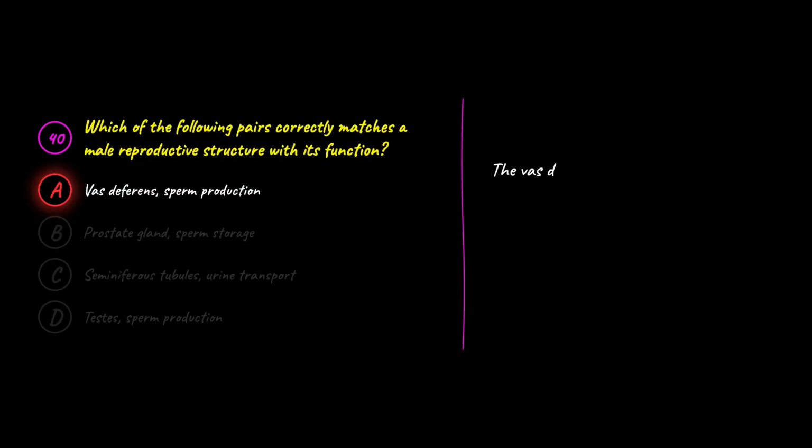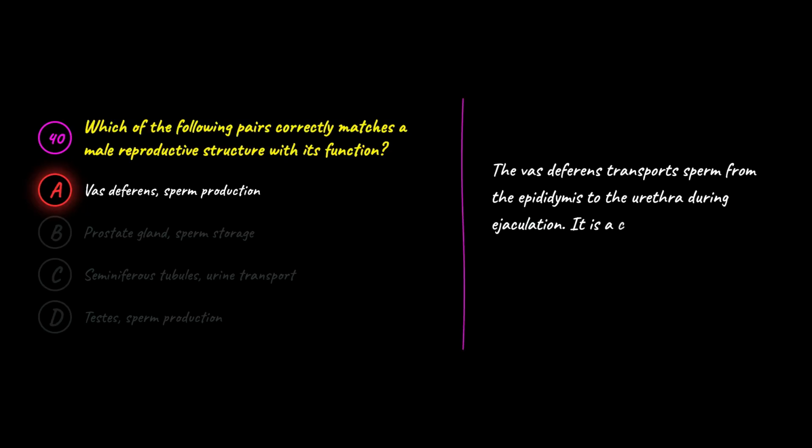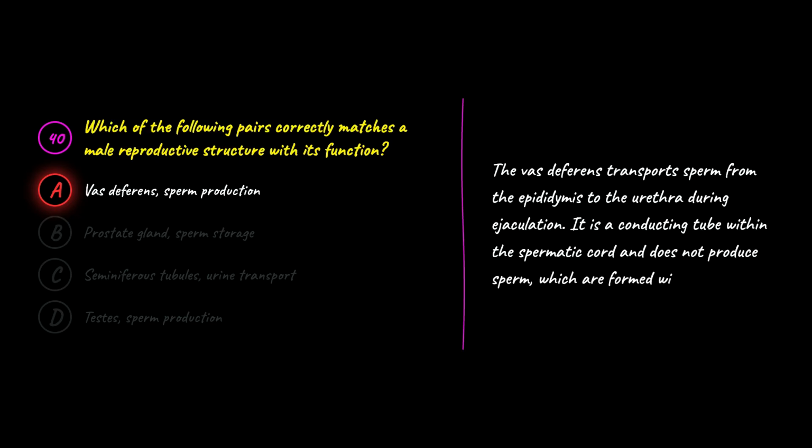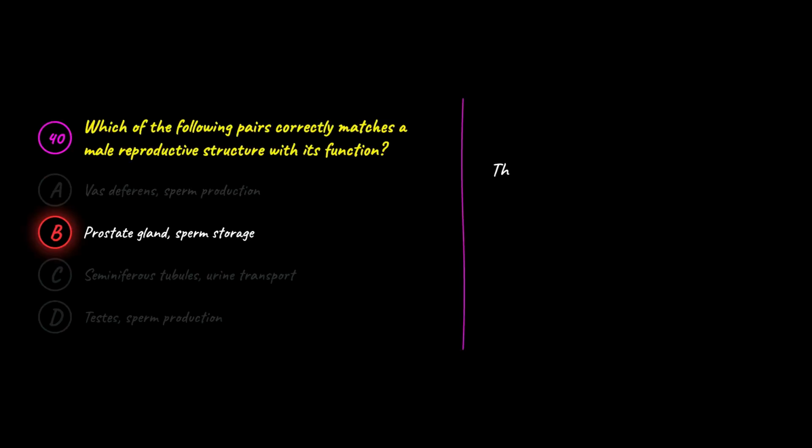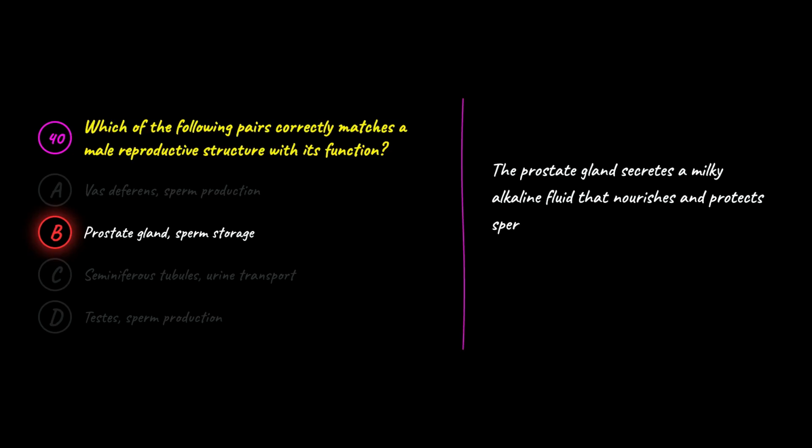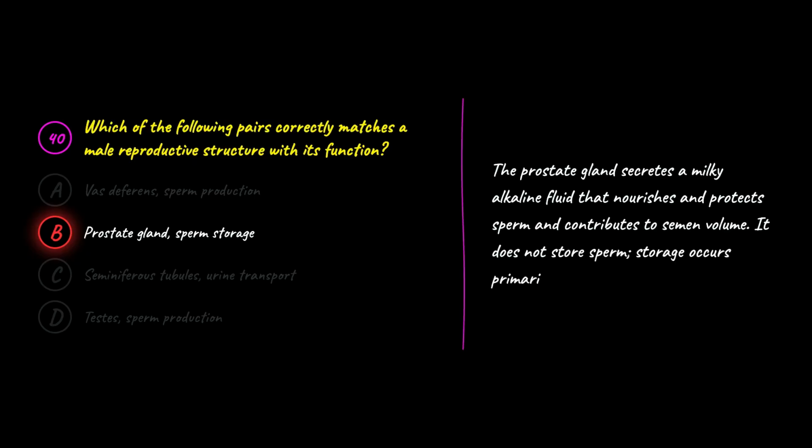A is wrong because the vas deferens transports sperm from the epididymis to the urethra during ejaculation. It is a conducting tube within the spermatic cord and does not produce sperm, which are formed within the testes themselves. B is wrong because the prostate gland secretes a milky alkaline fluid that nourishes and protects sperm and contributes to semen volume. It does not store sperm. Storage occurs primarily in the epididymis next to each testis.